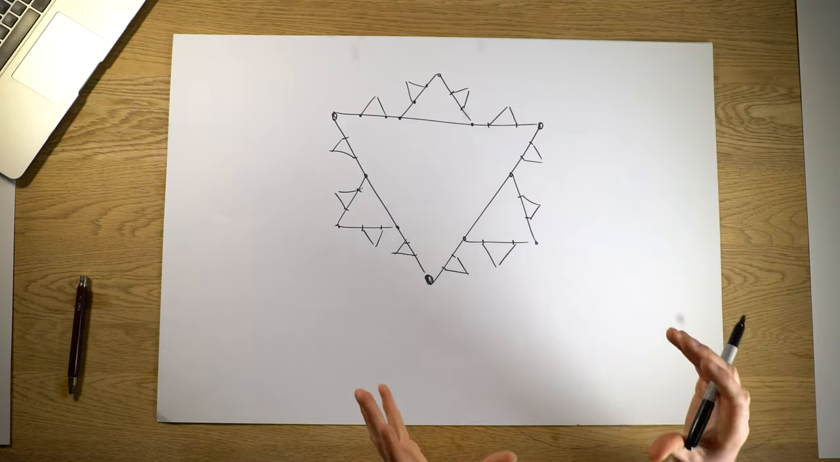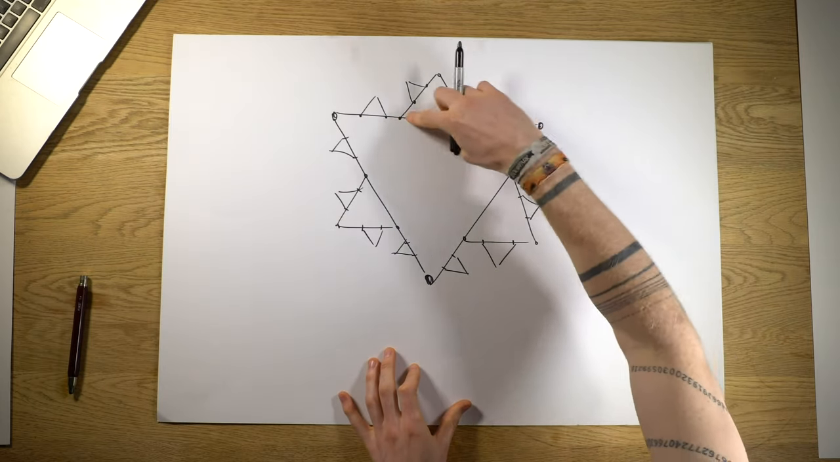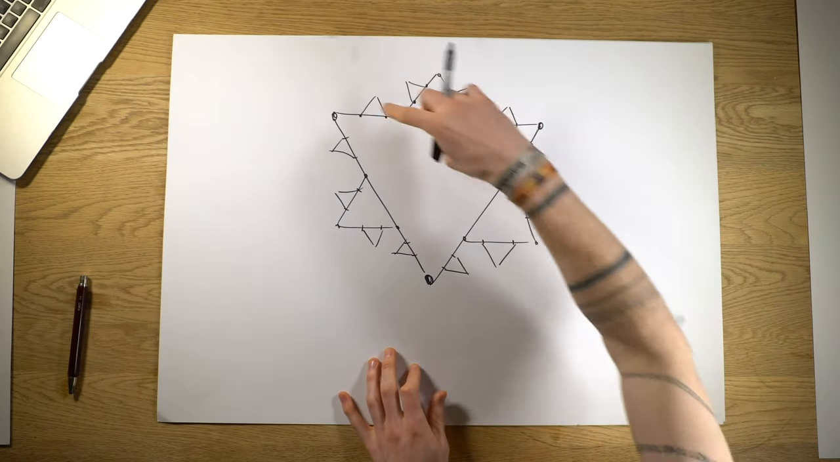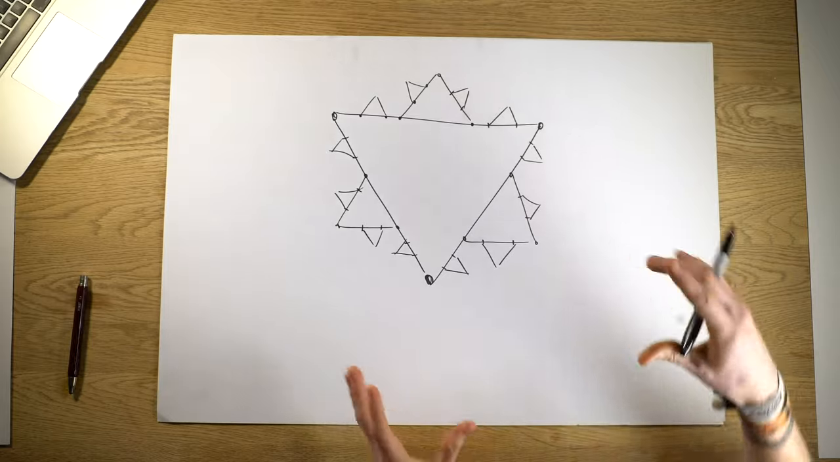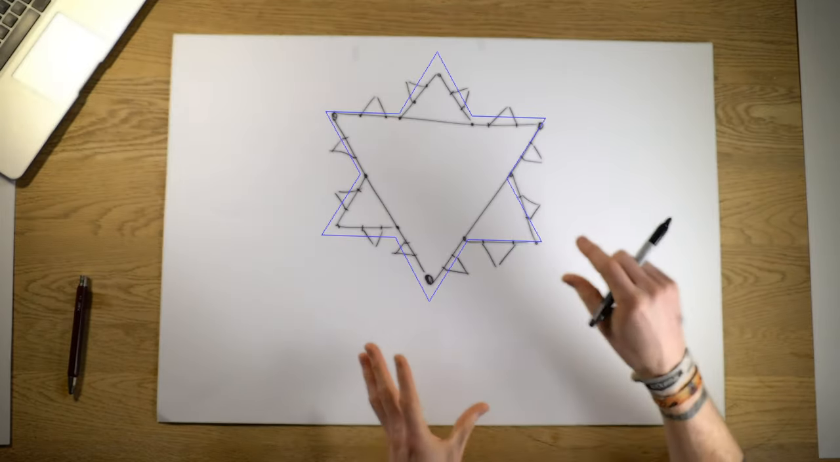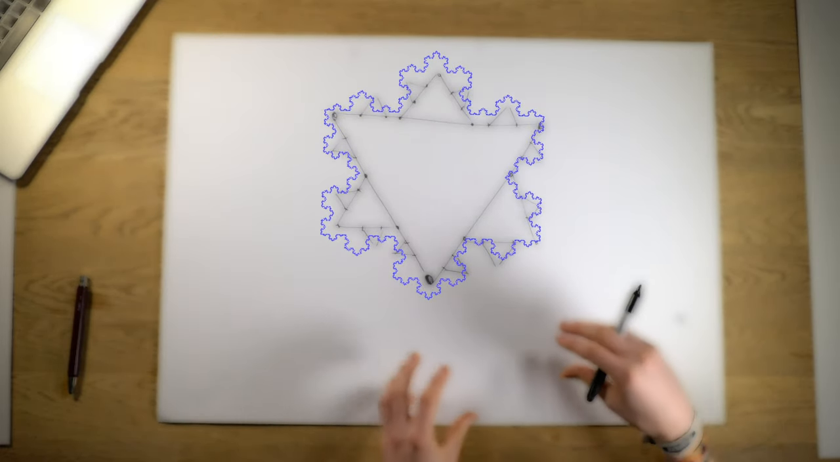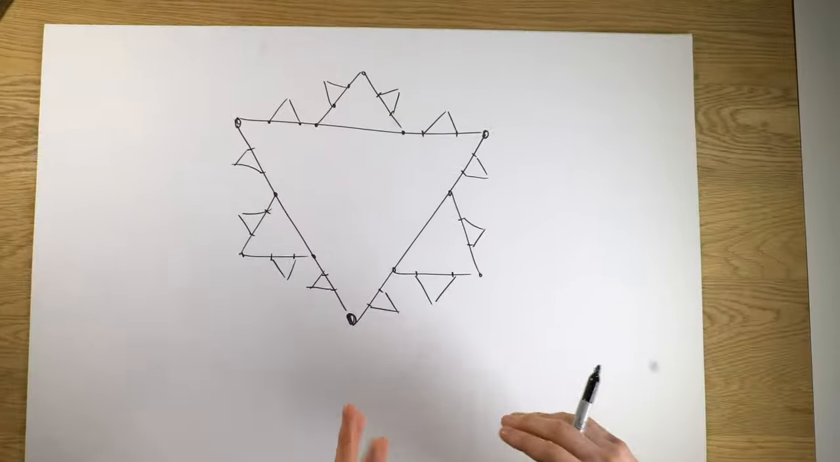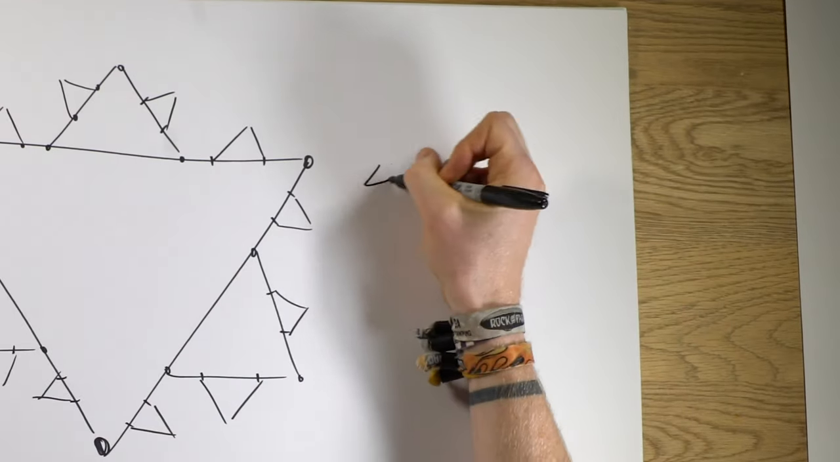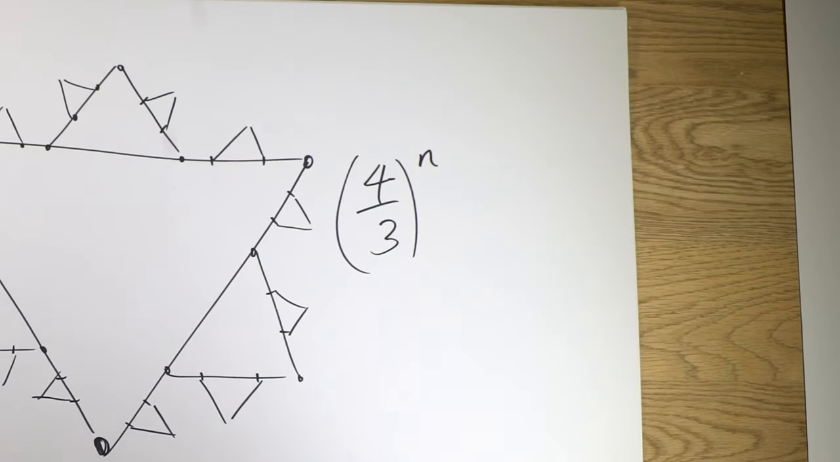So we have unit length. Then when we replace one of our segments by an extra 2, we're actually getting 4/3 of the length that we started with. So every time we repeat the fractal generating process, we add in a factor of 4/3. So doing this n times gives us a perimeter of (4/3) to the power n.